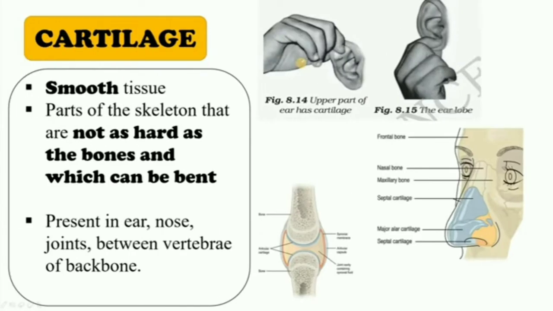Next, cartilage. It is a smooth tissue, part of the skeleton that is not as hard as the bones and which can be bent. It is present in the ear, nose, joints, and between the vertebrae of the backbone. So that's all about the skeleton. Next, we are going to discuss the movements in various animals like snail, earthworm, cockroach, birds, fish, snake, etc.